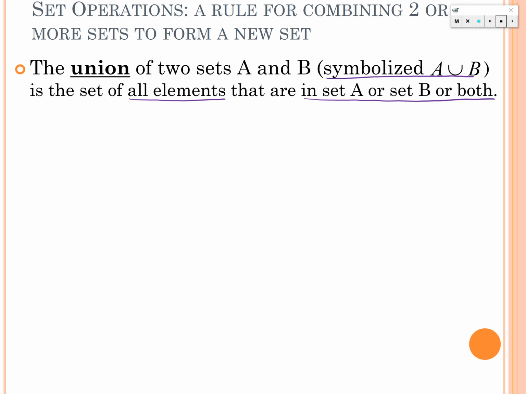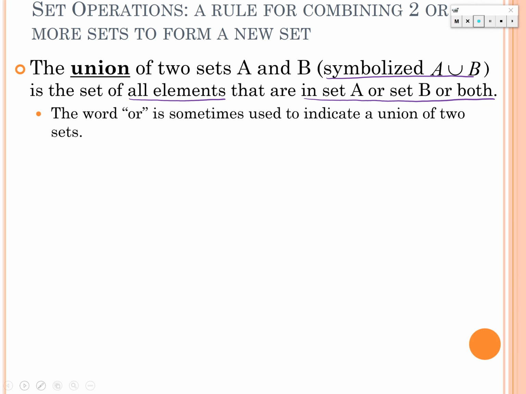So if we're uniting 2 sets, we're going to take all the elements and make one big set out of them. Do not write repeated elements, and we'll see that in just a minute. The word or can sometimes be used also to indicate a union of 2 sets. So I want everything that's in set A or set B. So that keyword or, I want everything that's in A or B.